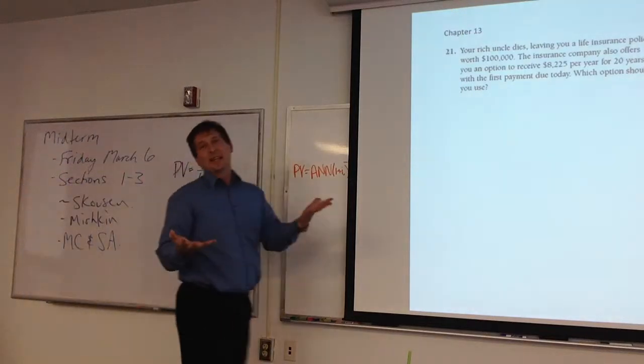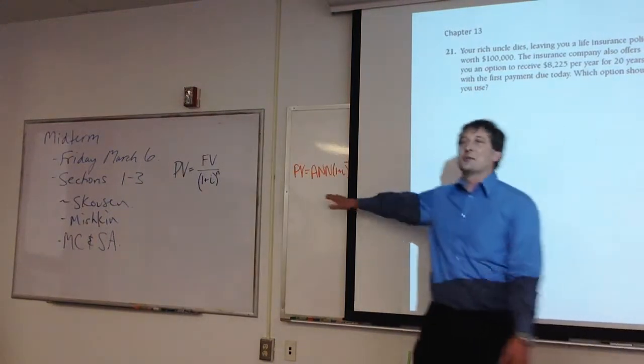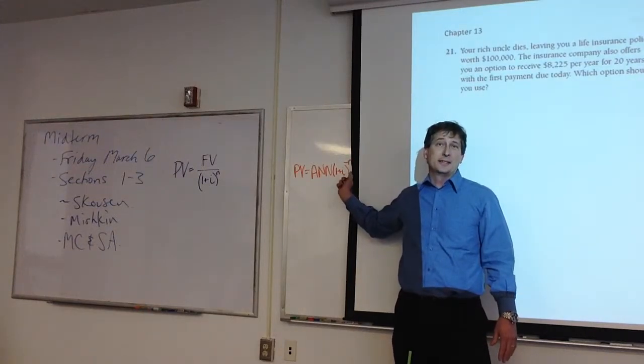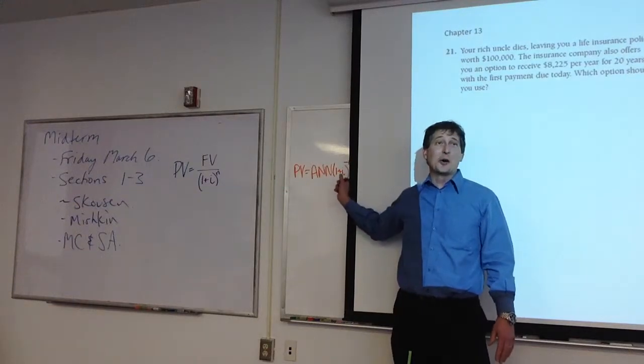But what's an annuity? An annuity is a fixed payment over a number of time periods. So is this the right way to capture the present value of a fixed payment over a number of time periods? I kind of just gave you the answer. The answer is no, it's not correct.